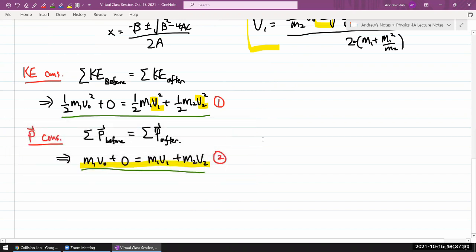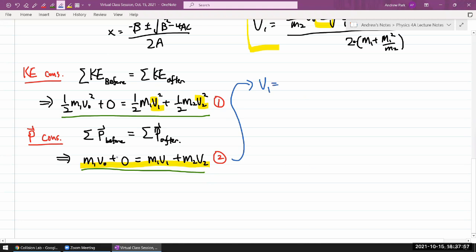Let's see what we get. So let me go through basically the same set of steps, except where one fork in the road where I have taken a right before, I'm going to take a left now. Instead of solving this for V2, I'm going to solve it for V1. So solving it for V1, I get this.